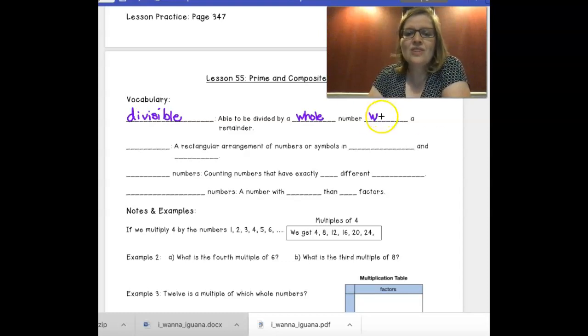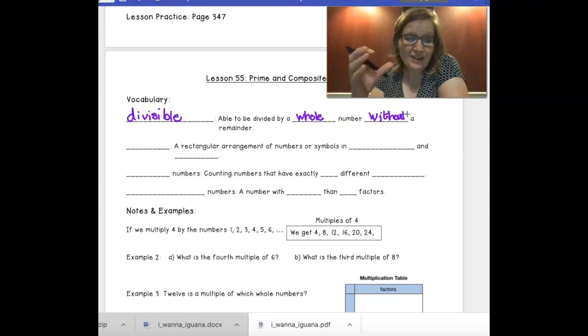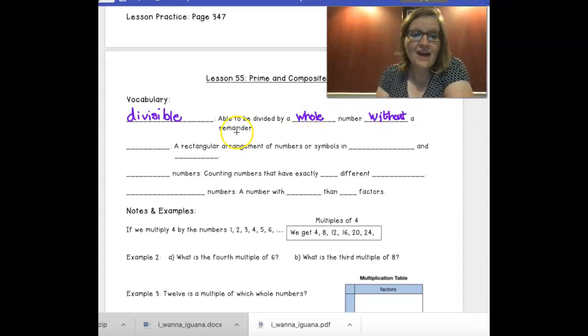So, without a remainder, it's perfectly divided into perfect little even groups. When we're doing all those perfect little groups, we can show all of that using something known as an array, a rectangular arrangement of numbers or symbols in columns and rows.